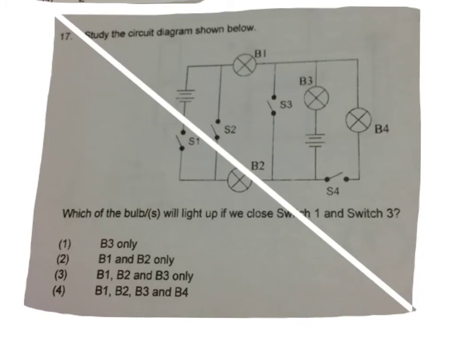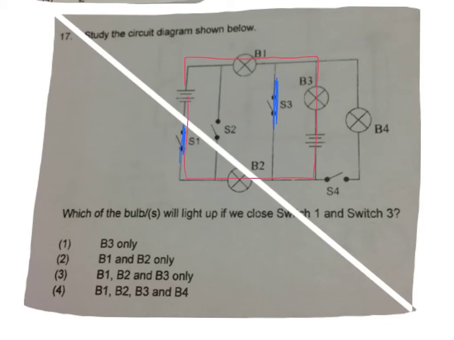Okay, now we move to question 17. Study the circuit diagram shown below. Which of the bulbs will light up if we close switch 1 and switch 3? So first of all, let's identify switch 1. So switch 1 is here. It is closed, and switch 3 is closed. Alright, and now we will start moving. Electricity will pass through here, and it will pass through here, and then finally it will come back here.